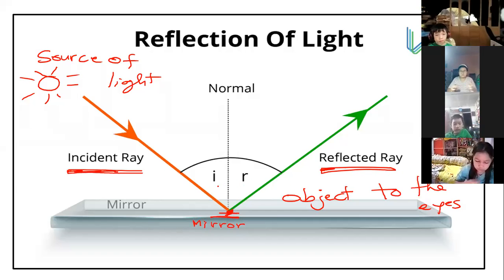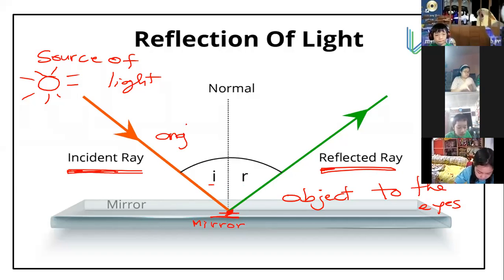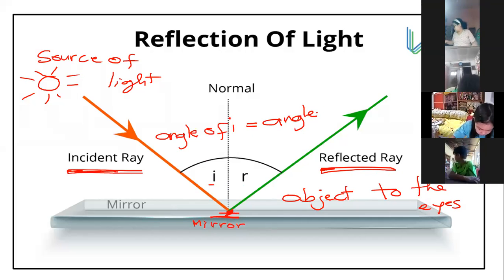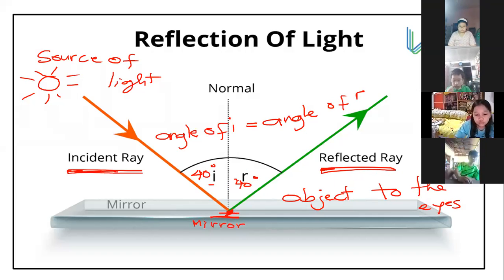And remember, the angle of incidence is equal to the angle of reflection. If this one is 40 degrees, this one also is 40 degrees, because this is the normal. Because the mirror is shiny. The mirror is a very good object for the light to reflect.